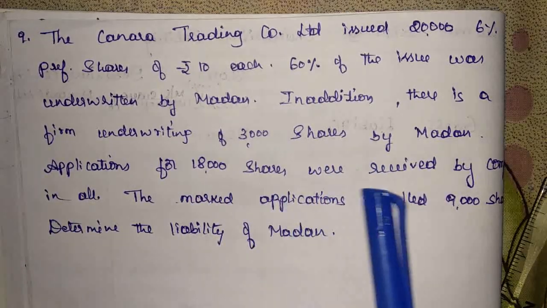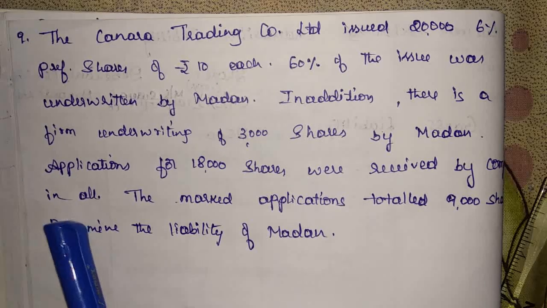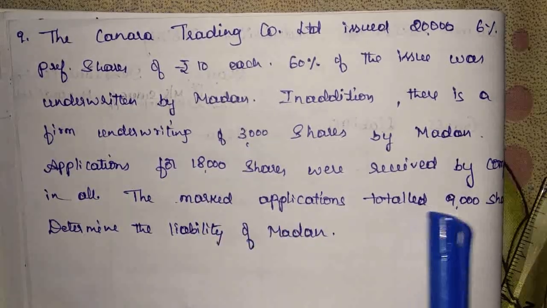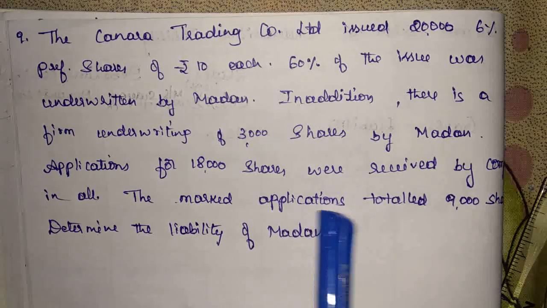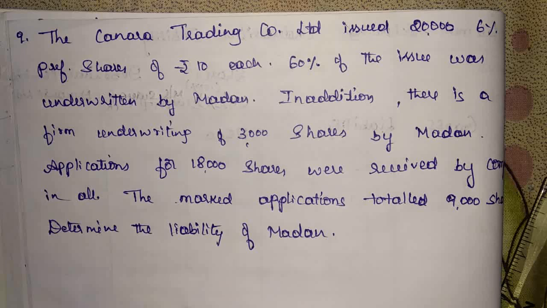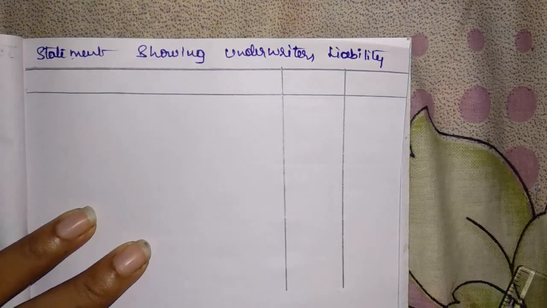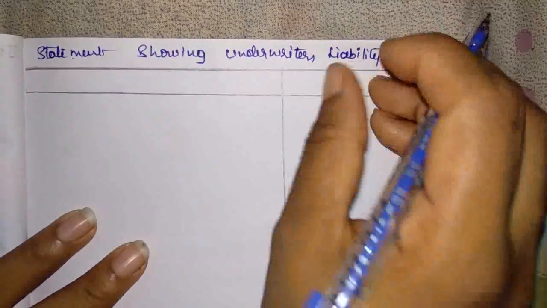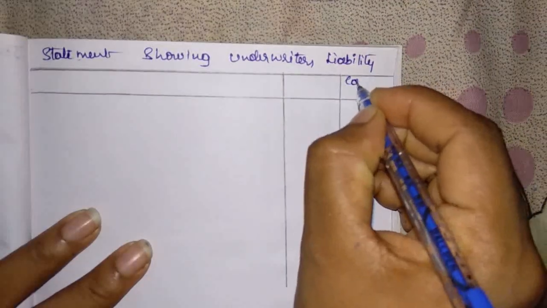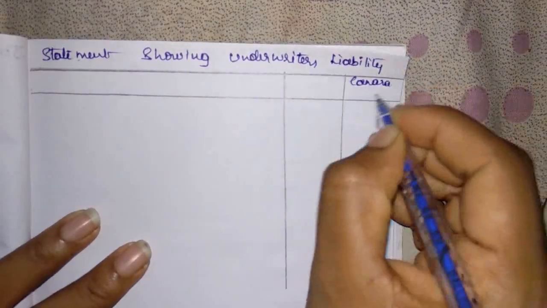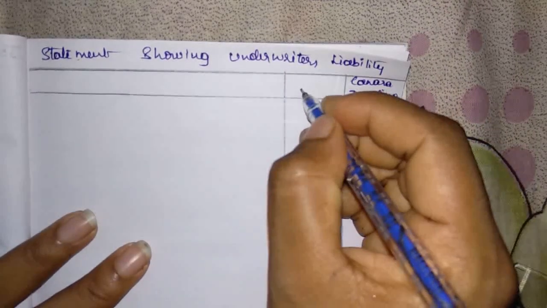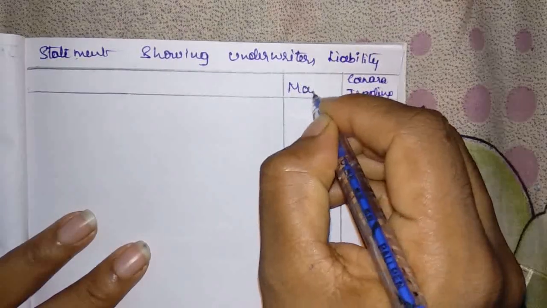Applications for 18,000 were received by the company in all. So that means from the public the company receives 18,000 applications. The marked applications totaled 9,000 shares. Determine the liability of Madan. So underwriting is for part of the issue, so we have to draw two columns. One is a dummy column for the company, Canara Trading Company, and another column is for the underwriter, that is Madan.